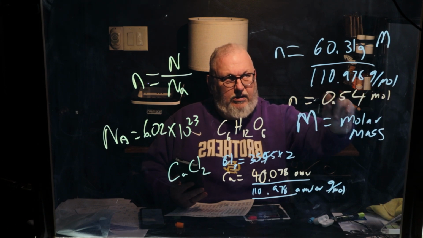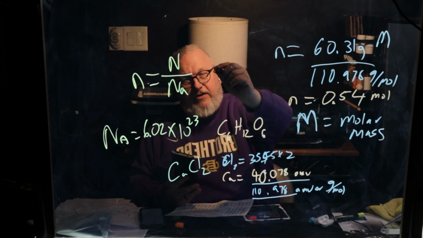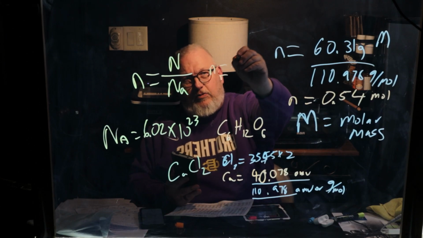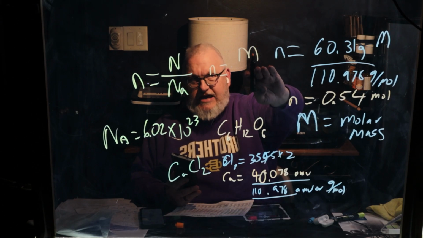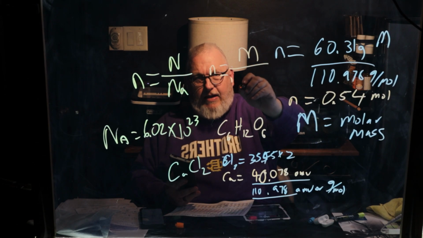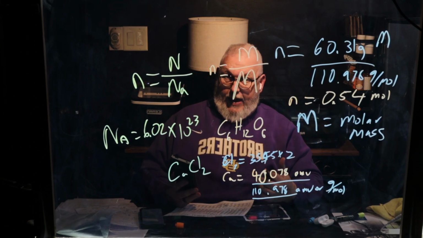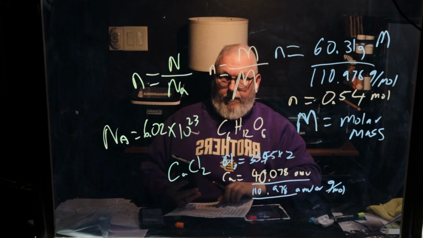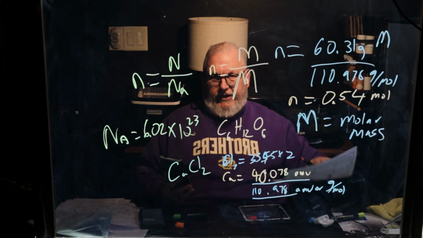Moles of calcium chloride. So that formula, we've got this one here, is n equals m, the sample mass, divided by M, capital M, for the molar mass. And where do we get the molar mass? Periodic table. It's the only place we get it.